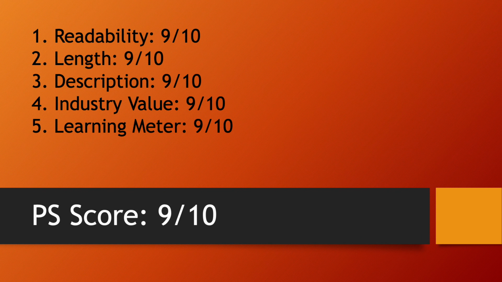Overall, this paper is a decent read, so it gets 9 out of 10 on readability. With 11 pages, it scores 9 out of 10 on length. It's an analysis of an existing system with pretty good description, so that makes it 9 out of 10. Its industry value and learning meter are pretty high, so it gets 9 out of 10 on each. Overall PS score for this paper is 9 out of 10.